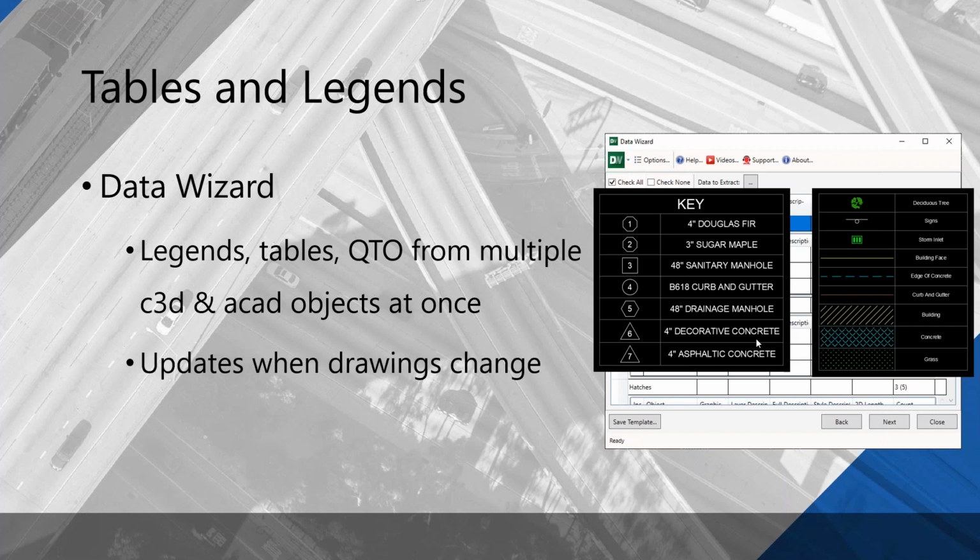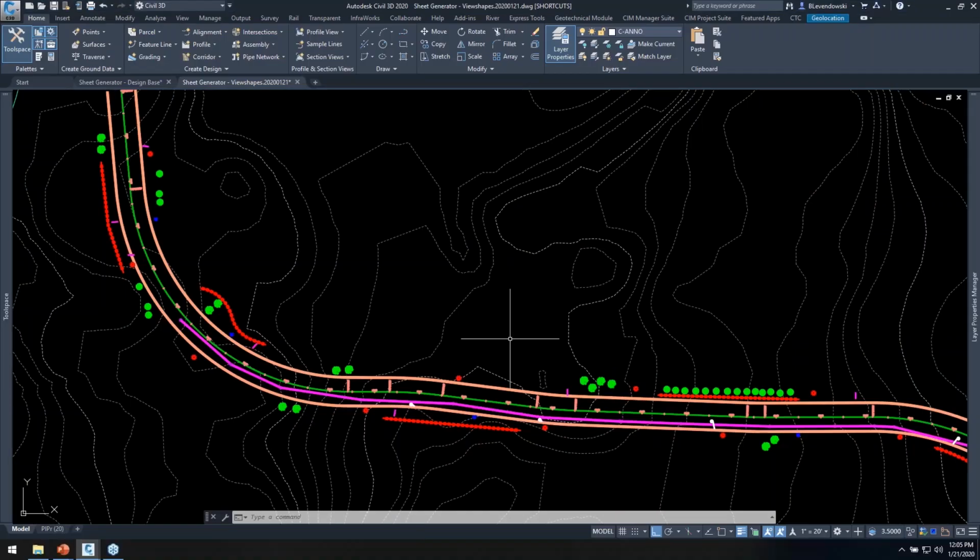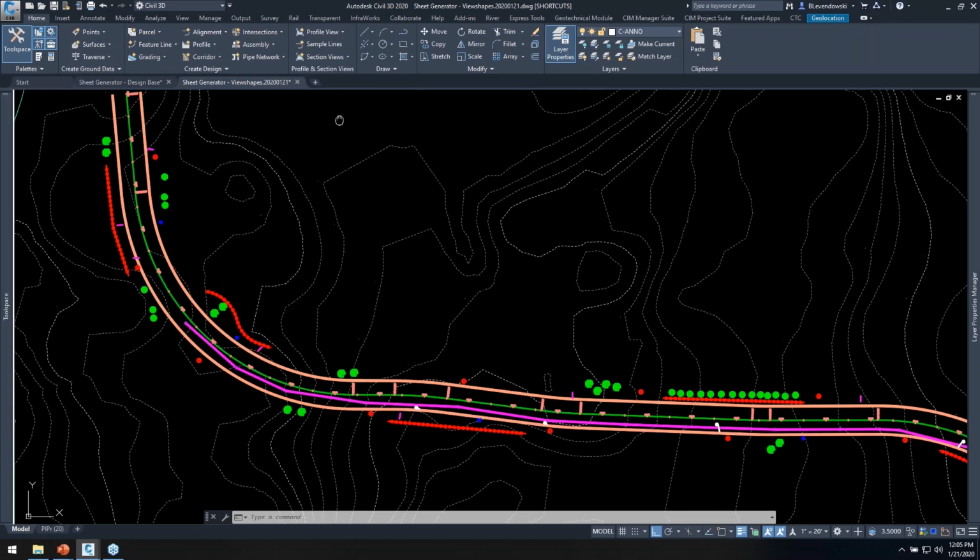So that's what we're after with Data Wizard, is to create this stuff automatically based on just what's in the project. It can be limited to layouts, viewports, you name it. And of course, these things can update if drawings change. You simply refresh your table, and then changes to those objects will be reflected. And you can save out templates for all these different types of tables and legends you create. You can save out templates to quickly recreate those on other projects or other sheets, what have you. So lots of power there. I'm going to jump into Civil 3D and show you how some of this works.